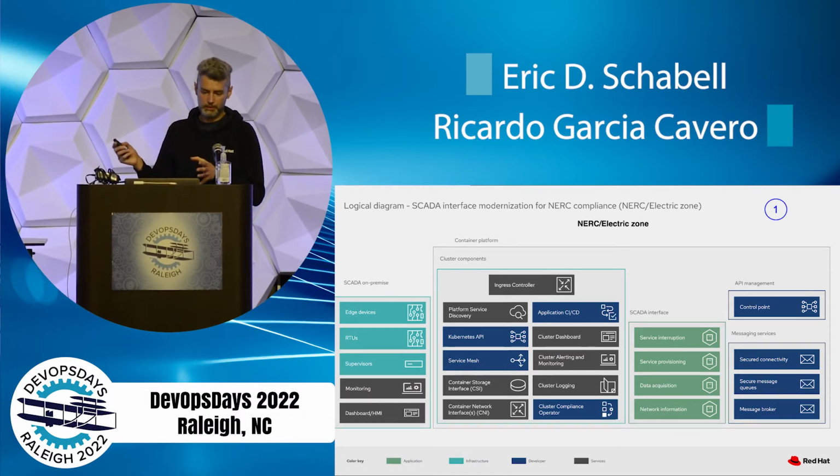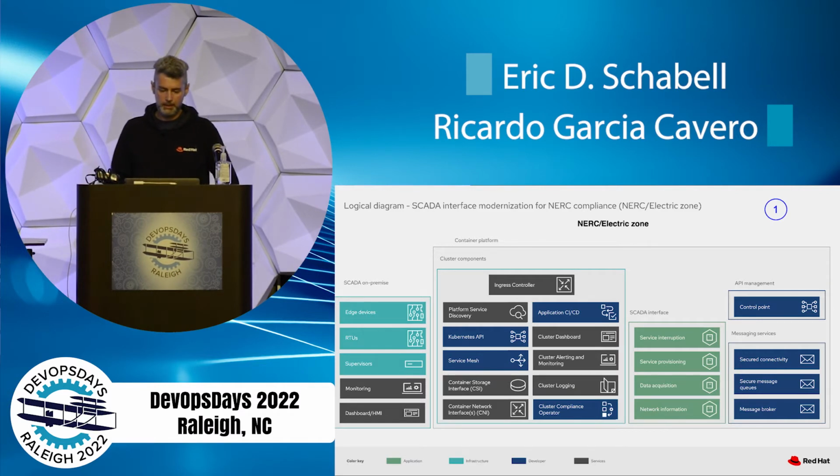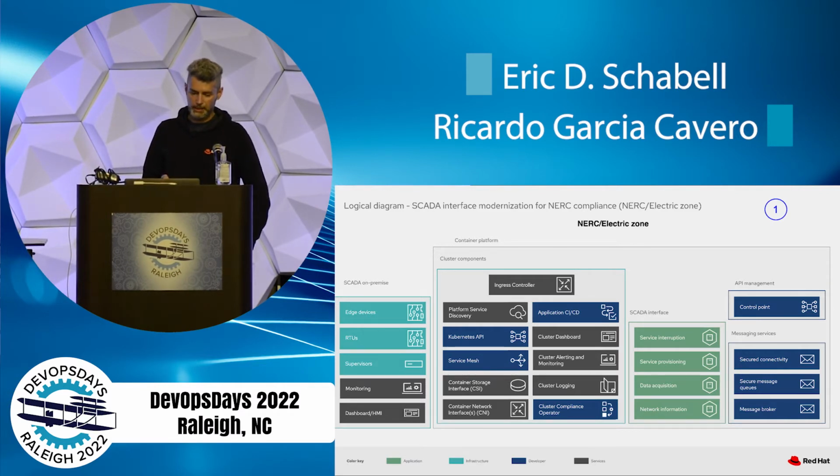Then we have the actual container platform that they have spun up with all the applications that will connect to the SCADA devices. So we can see a SCADA interface, for example, with applications to capture service interruption, to capture service provisioning, data acquisition, network information that will be consumed in the business zone. And then we have all the cluster components, so applications, CI/CD pipelines. So we have service mesh, cluster dashboard, an ingress controller, and we also have other applications or other solutions that are running on top of the container platform.